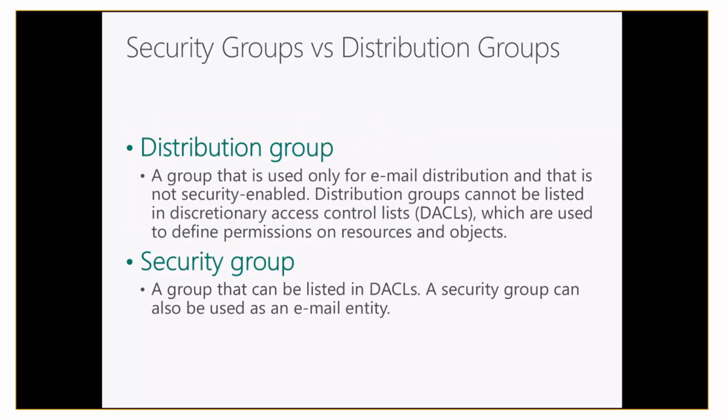Okay, so security groups versus distribution groups. There is a huge difference from the SharePoint perspective between these groups. Both of them are mail enabled, but only a security group can be handled for permissions. So a security group is recognized from the SharePoint perspective and will appear in the people picker, for example. So we can define permissions for the security group. The same is not true for a distribution group.